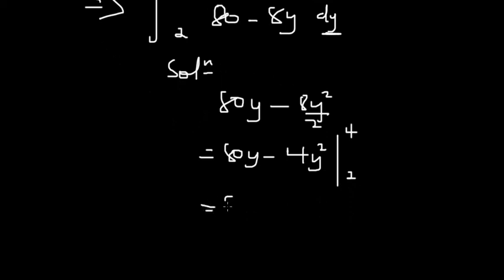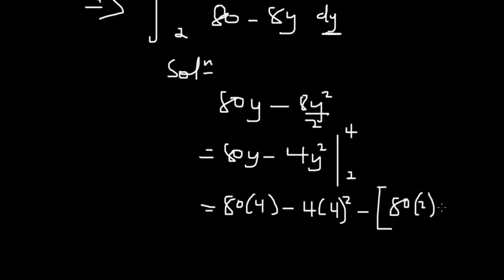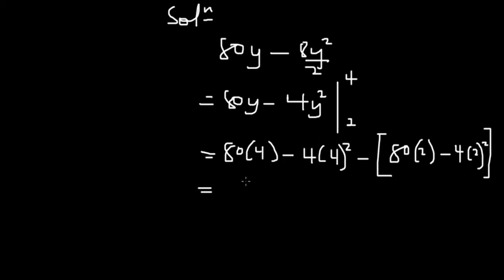Then we have 80 multiplied by 4 minus 4 times 4 squared, minus, let's put this in brackets, 80 multiplying 2 minus 4 multiplying 2 squared. Note we are trying to prove whether the reverse will give us the same answer. Initially we had 112. Let's check whether this will give us the same answer. So 80 by 4 minus 4 and 4 squared. When you use a calculator to compute the whole of this, you end up at 112.